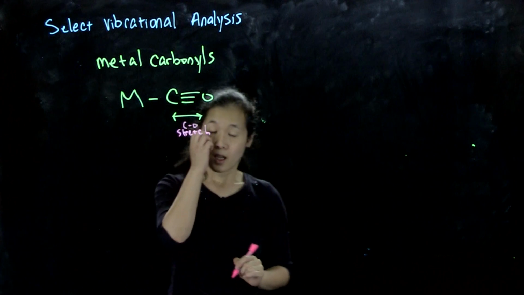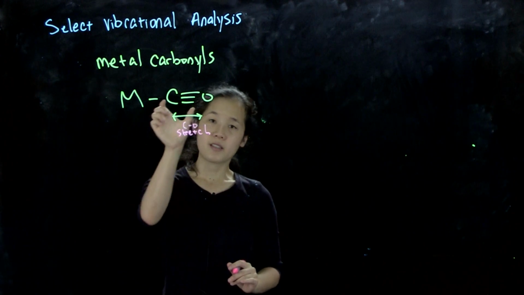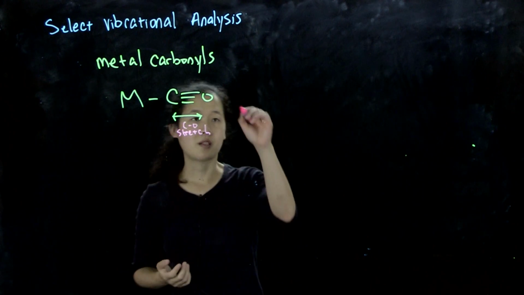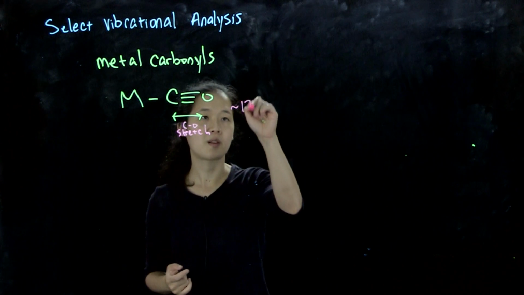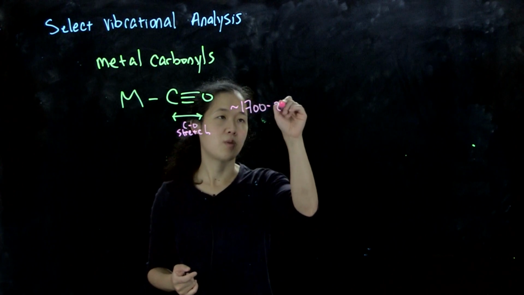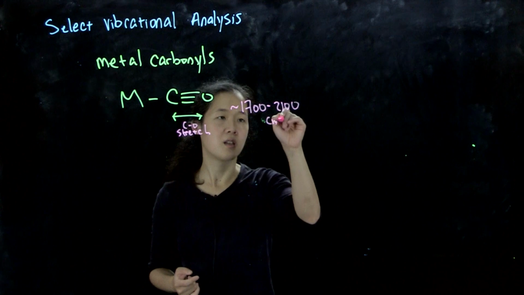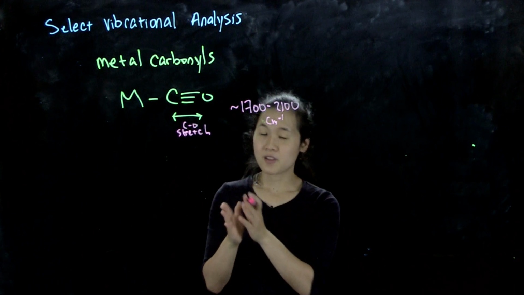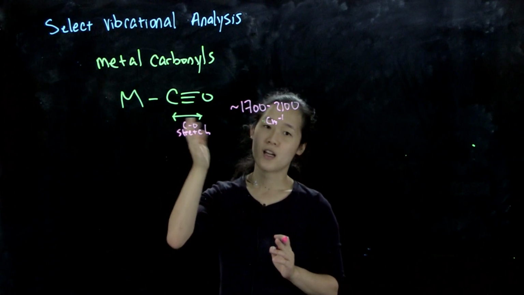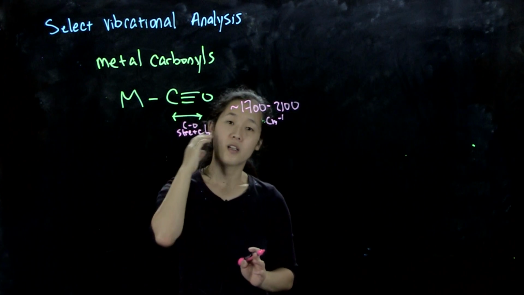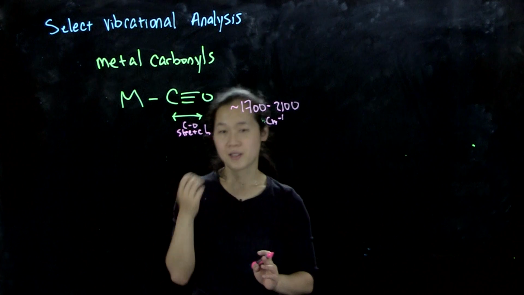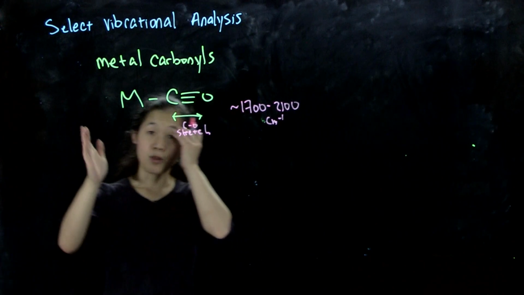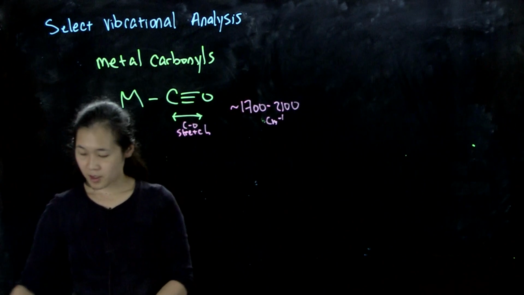And the reason is that this, again, is very unique. Often it's going to be somewhere between 1700 and 2100 wave numbers. And so it's very much by itself. Because of that, it's easy to look at. It's very distinct. It's also a very strong IR or Raman signature. So because of that, it's really useful for assigning structure. So let's give one example.